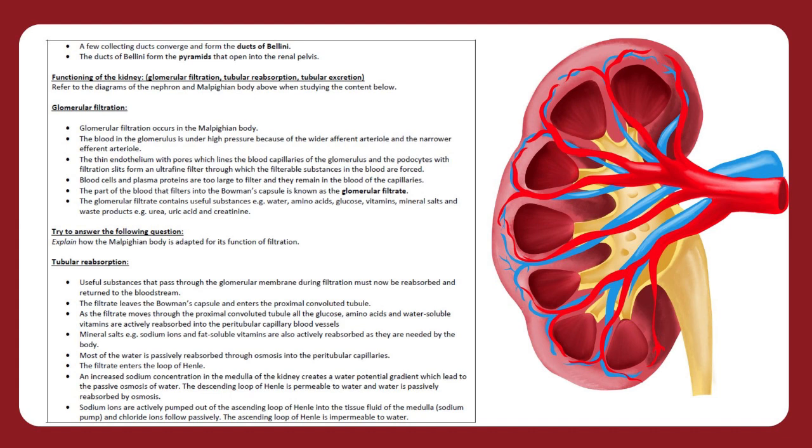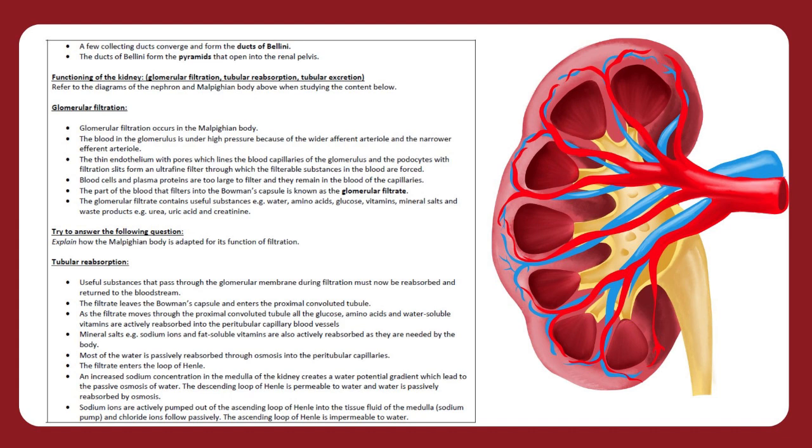The glomerular filtrate contains useful substances, e.g. water, amino acids, glucose, vitamins, mineral salts and waste products, e.g. urea, uric acid and creatinine. Try to answer the following question. Explain how the Malpighian body is adapted for its function of filtration.